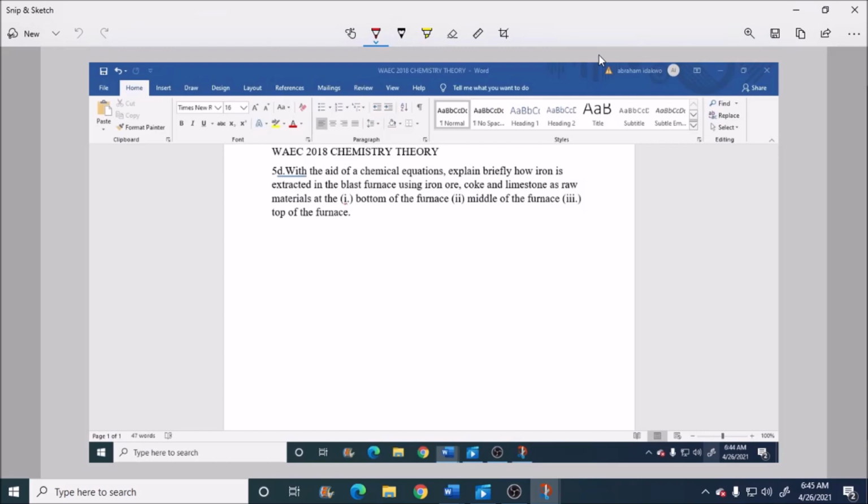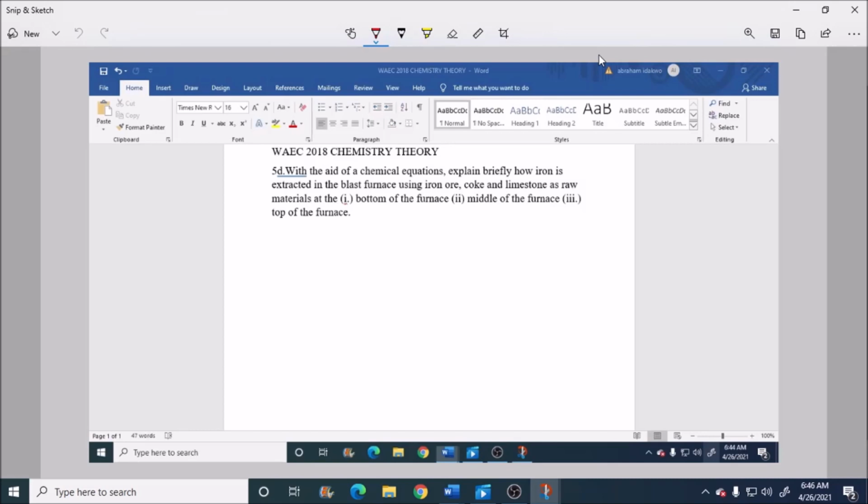For Roman figure 1, the oxygen gas in the hot air combines with the carbon, that is coke. Coke is one of the allotropes of carbon, to produce carbon 4 oxide, which is reduced to carbon 2 oxide. So this happens at the bottom of the furnace. Then at the middle of the furnace, which is Roman figure 2, the calcium carbonate, CaCO3, decomposes under great heat to form carbon 4 oxide and calcium oxide, and it removes the impurities, silicon oxide.